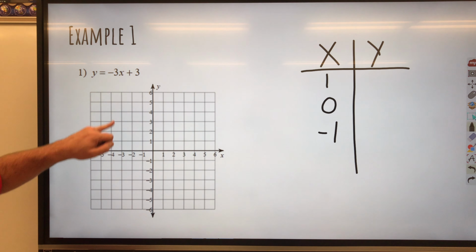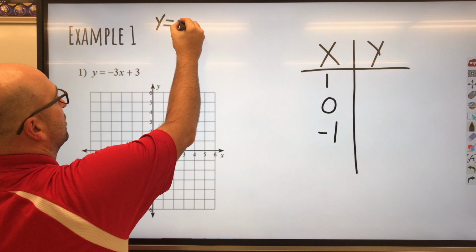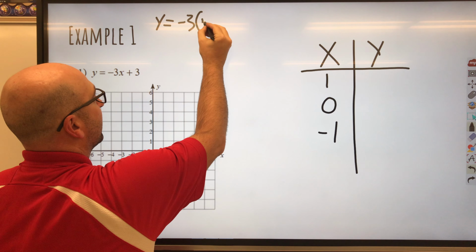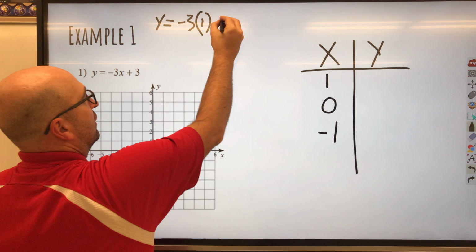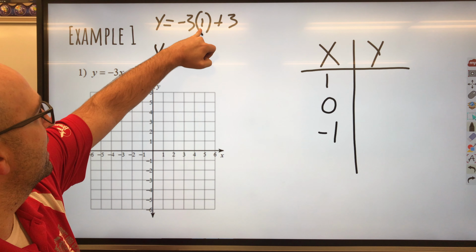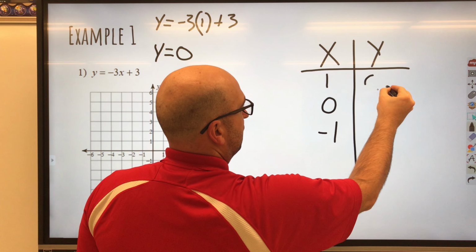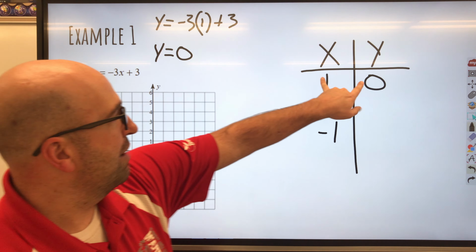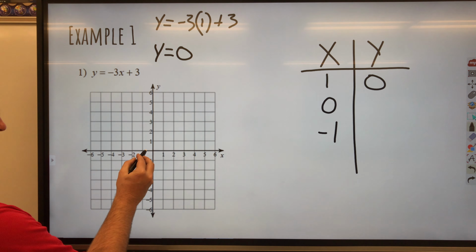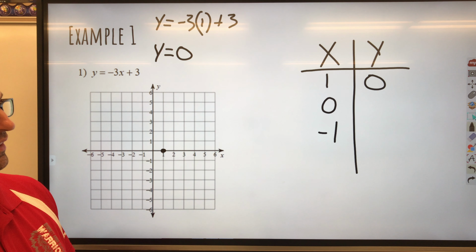I'm going to plug that 1 in for X in this equation. So that's going to give me Y equals -3, but instead of X, I'm putting that 1 in for X. So -3 times 1 plus 3. Or Y equals -3 times 1 is -3. -3 plus 3 is 0. So my Y value is 0. So now I have my first coordinate pair. My X value 1, my Y value 0. So we can plot that on the graph. 1 on the X, 0 on the Y. My first point is right there.